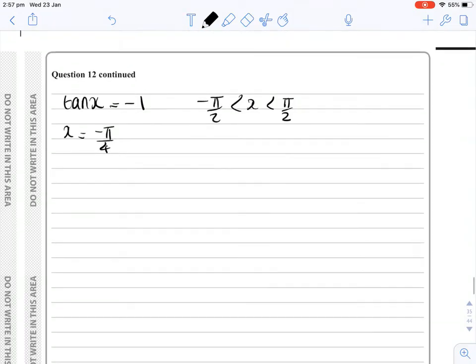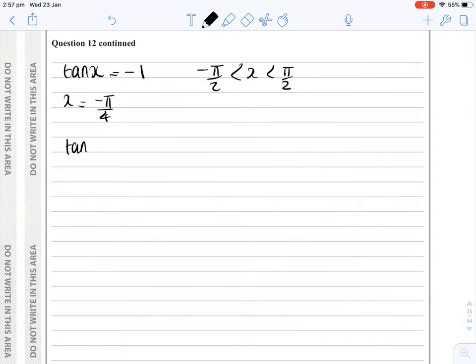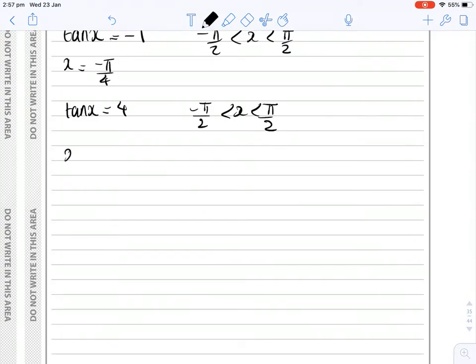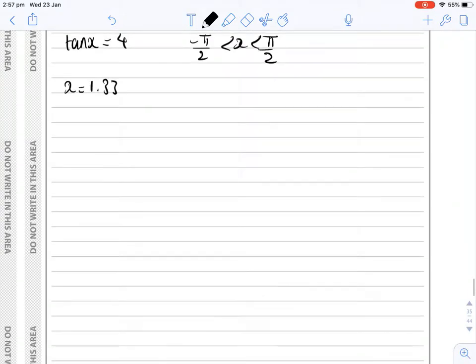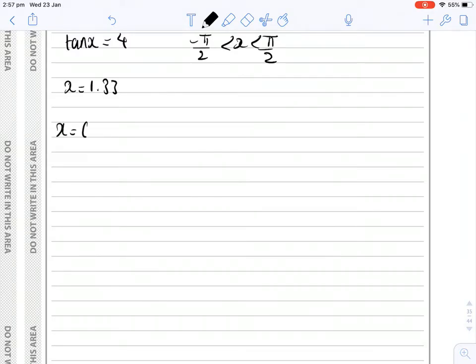And then the final one is tan x equals 4 between negative π over 2 and π over 2, and by doing that we get that x is equal to 1.33 radians. So our values: x is equal to 0, 1.33 and negative π over 4.